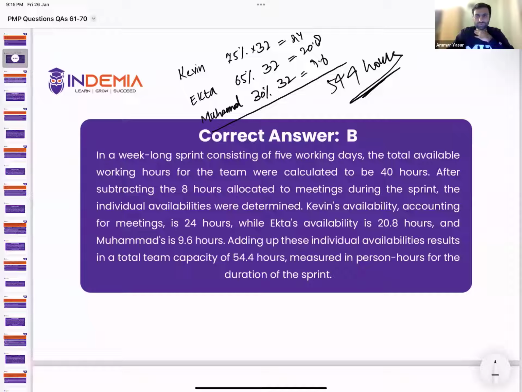Remember, we talked about that. Suppose ideal capacity is 100 hours and the efficiency factor is, let's say, 0.8. They will multiply by 0.8 and get the real capacity, which is 80 hours. You understand? Anyone who couldn't understand? Yeah, I understand this question.